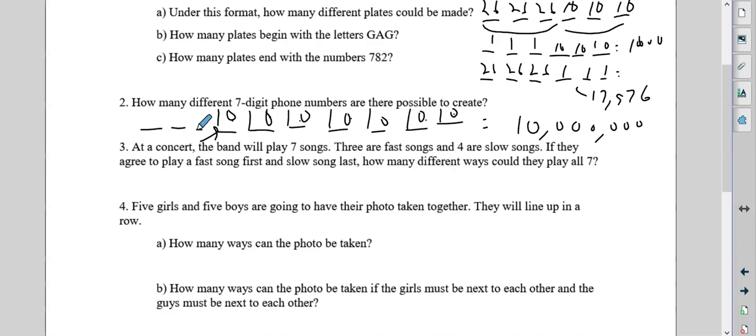All right. At a concert, the band will play 7 songs, 3 fast songs and 4 slow songs. If they agree to play a fast song first and a slow song last, how many different ways could they play in all? So, again, we have 7 possibilities. There's 1, 2, 3, 4, 5, 6, 7. Now, they have 3 fast and 4 slow. But they said they're going to play one of the fast songs first. They only have 3 fast songs. And they're going to play one of the slow songs last. So we have to put those in first.